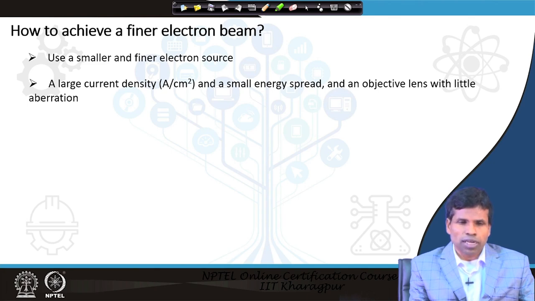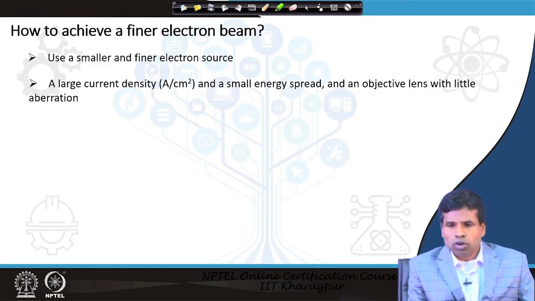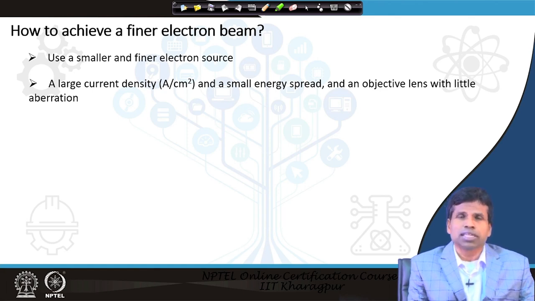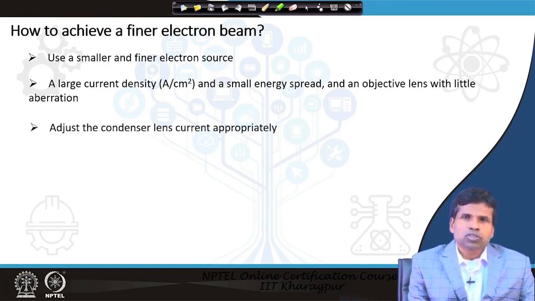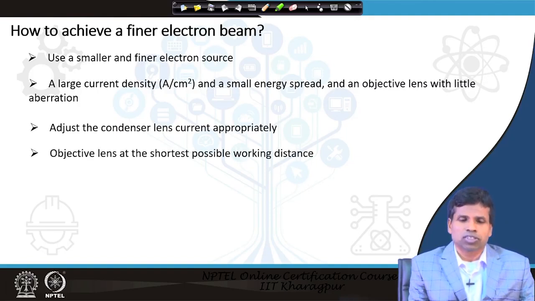In addition to the large current density, a small energy spread is important, because then there will be less chromatic aberration. So, large current density, small energy spread, and an objective lens with little aberration. Certainly, lens aberration has to be low to get a finer electron beam. The condenser lens has to be adjusted so that we can make a finer electron beam. The higher the condenser lens current, the finer the electron beam.